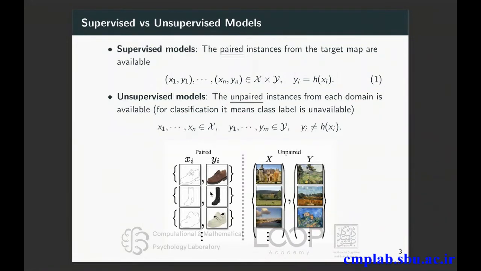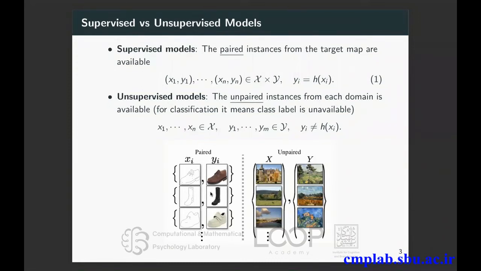But on the right-hand side, I have a bunch of images from some scenes. And I would like to transform these to some painting style. But these painting styles do not correspond to the scenes that I'm interested in. So even though I have some samples from the domain X and domain Y, these are not paired with each other. This is an instance of an unsupervised model.